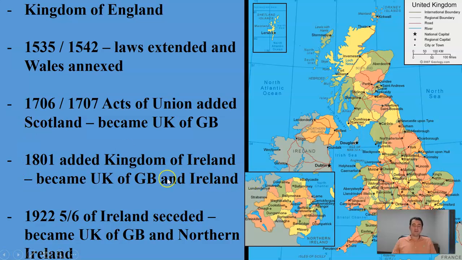That was in 1801. And then 122 years later, or 21 years later, 5/6 of Ireland here seceded from the UK, and now it's called, and this is what it is today, the United Kingdom of Great Britain and Northern Ireland. They've kept this little piece here as part of the whole. That's still an area of a good bit of tension, but generally they're on good terms today. And so that's how we ended up where we are on the general structure of the UK.